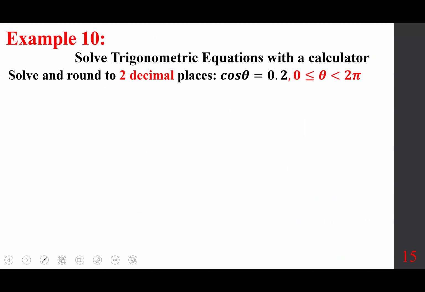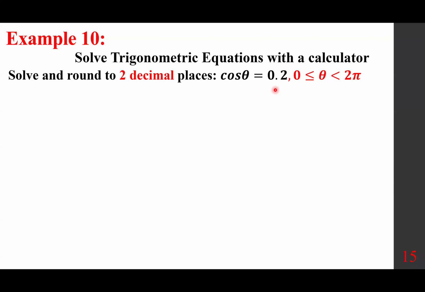All right. Example 10, solve trigonometric equations with a calculator. So we've seen how to solve the rest of them. That's something that is a common arc, doesn't require a calculator. Now, solve and round to 2 decimals. Cosine theta equals 0.2. And of course, from 0 to 2 pi.